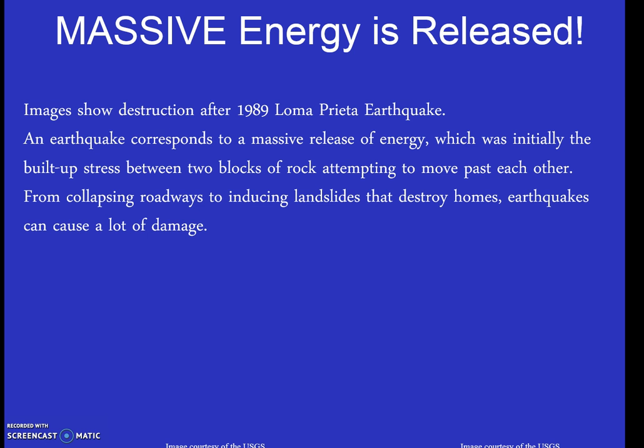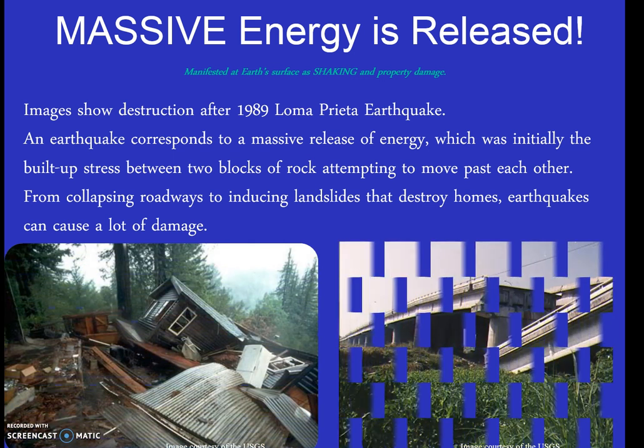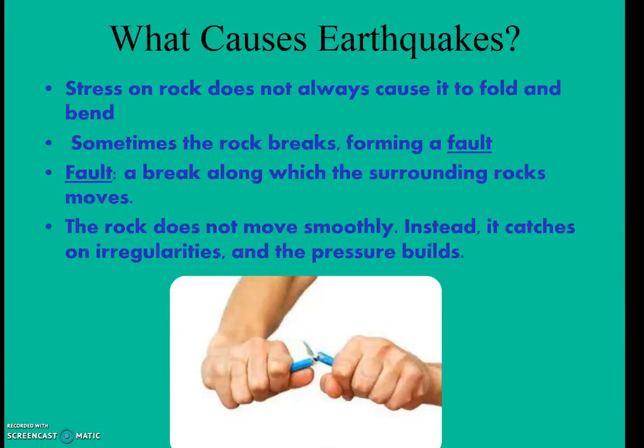In an earthquake, massive amounts of energy is released. It is manifested at the Earth's surface as shaking and property damage. The images below show the destruction after the 1989 Loma Prieta earthquake. An earthquake creates a massive release of energy, which, as we've mentioned, is the built-up stress between two blocks of rock or two tectonic plates that are attempting to move past each other. And they can have horrific results such as this, with the collapse of houses, landslides, and even highways.